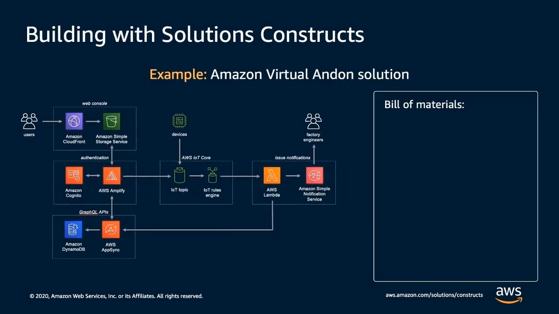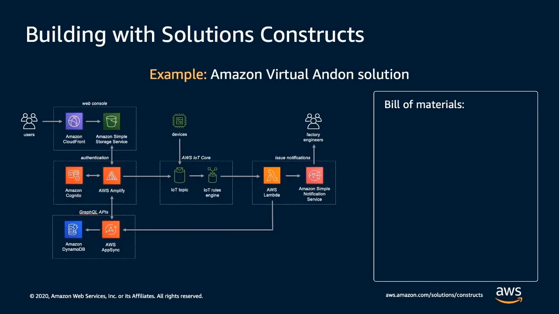Today, we'll be taking a look at the Amazon Virtual And-On solution, which is an existing solution within the AWS Solutions Implementations portfolio. This solution provides a scalable system for monitoring manufacturing workstations for a particular event, such as a defect or error. If one of these events is detected by the solution, it then logs the event and routes it to the appropriate engineer for resolution in real time.